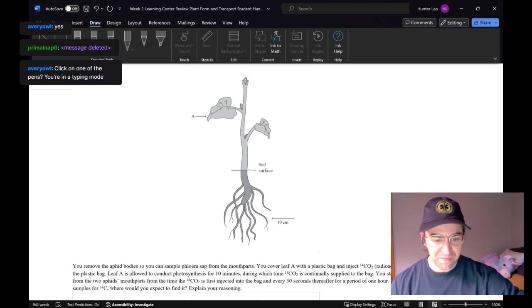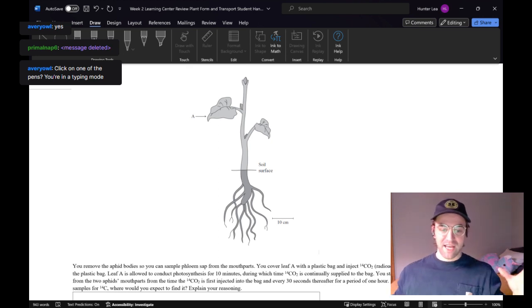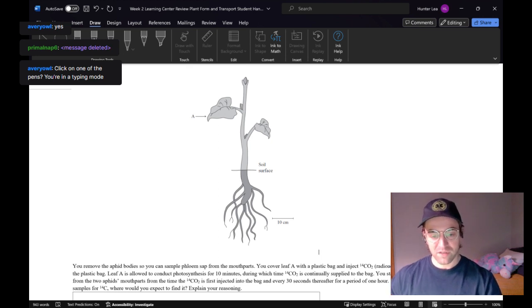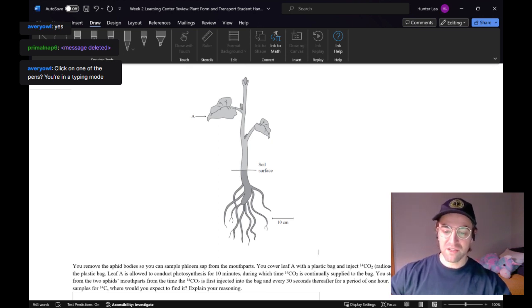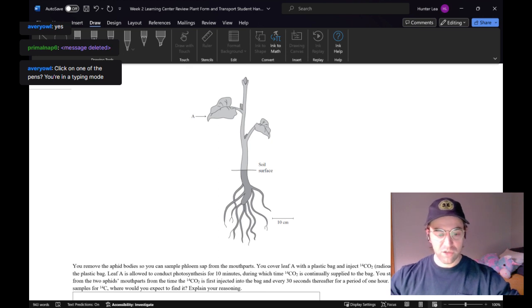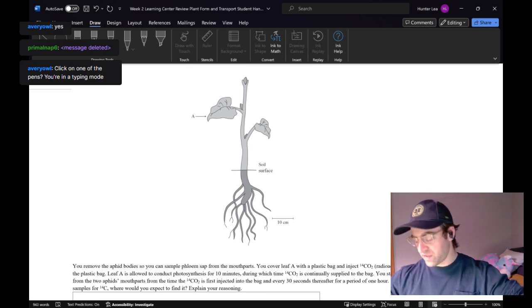You cover leaf A with a plastic bag and inject carbon-14 O2, a radioactive carbon dioxide, into the plastic bag. Leaf A is allowed to conduct photosynthesis for 10 minutes, during which time carbon-14 O2 is continually supplied to the bag. You start collecting honeydew from the two aphids' mouth parts from the time the carbon-14 O2 is first injected into the bag and every 30 seconds thereafter for a period of 1 hour. If you analyze the phloem samples for carbon-14, where would you expect to find it? And explain your reasoning.